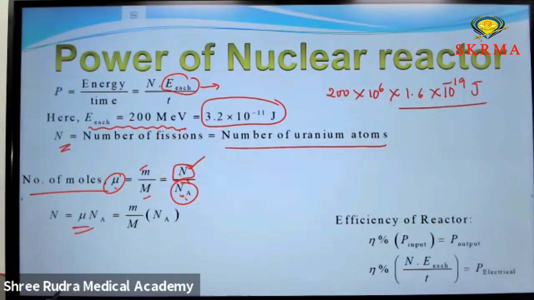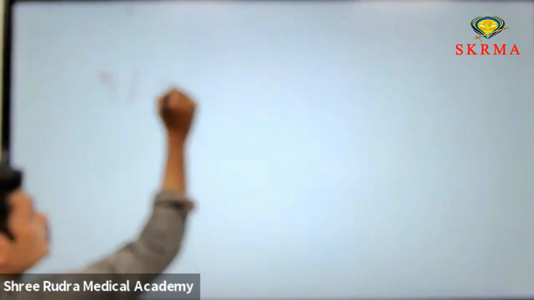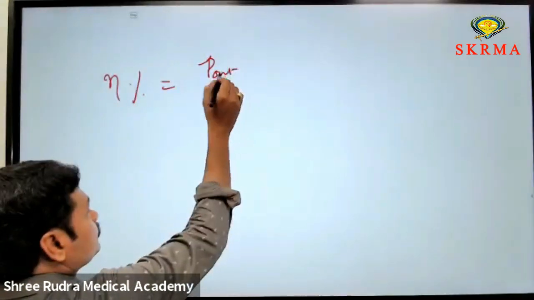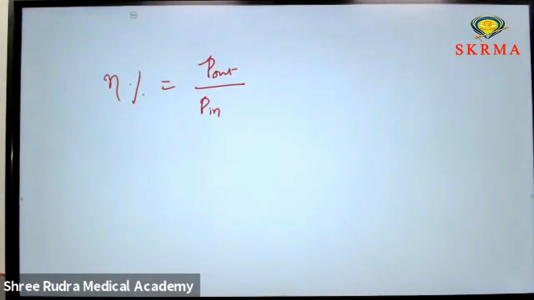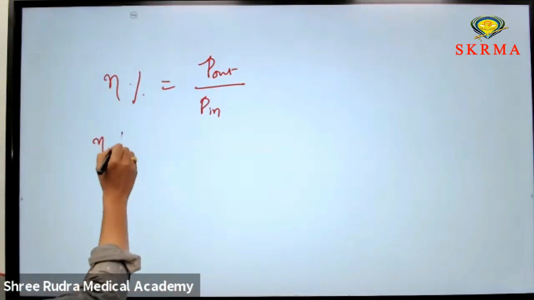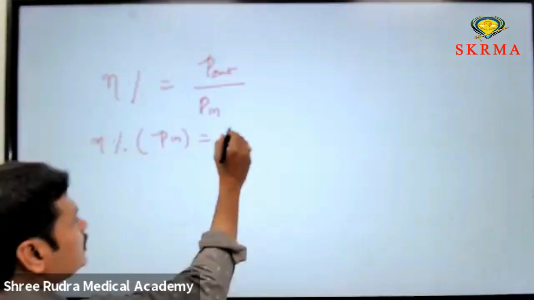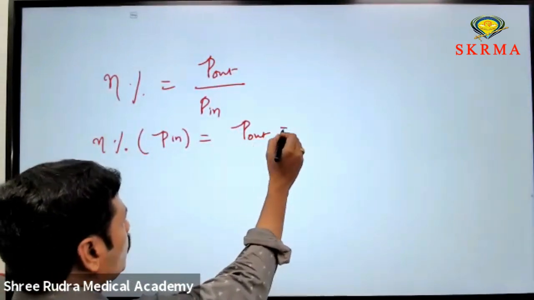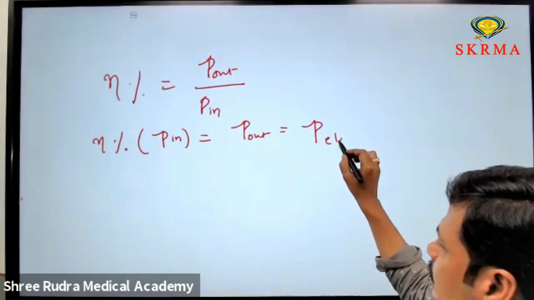And as well as the efficiency equation. Wherever you take it, the efficiency is equal to P output by P input. This is the basic equation for efficiency: output by input. How much input is given, how much output is taken. Efficiency is always in percentages. If you move P in to the left side, that gives us P out. Here, the output power is nothing but the electrical power. You produce the electricity, and this way electrical power comes out.